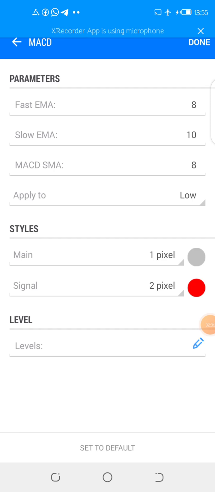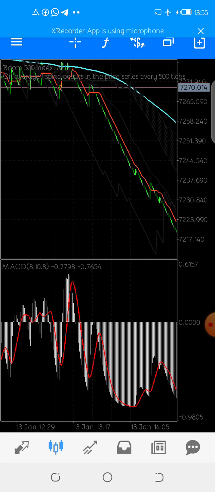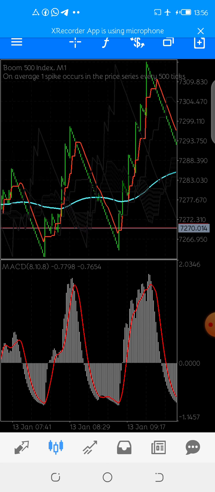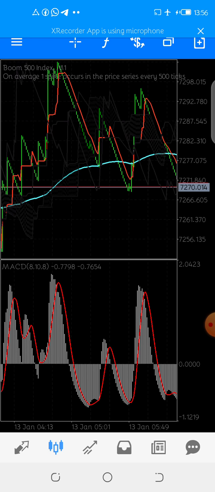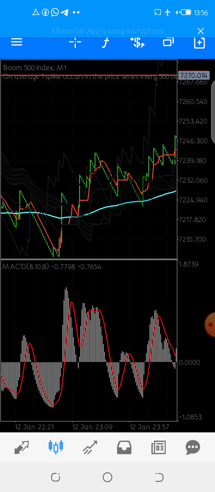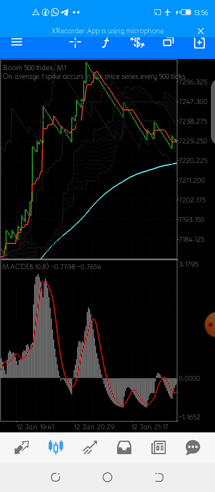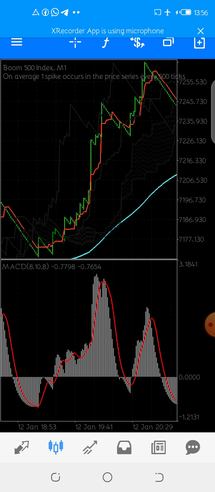And then for the MACD, here are the settings: 8, 10, 8, apply to low. Okay, so of course it's not going to be exactly like the PC version, because the PC version was custom indicators, but this is just an upgraded or improvised version for the mobile. Okay, so this is how it works.